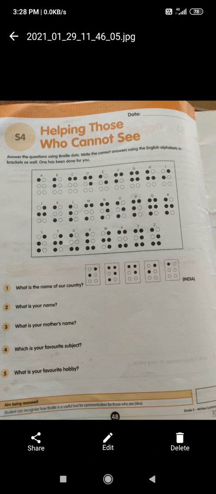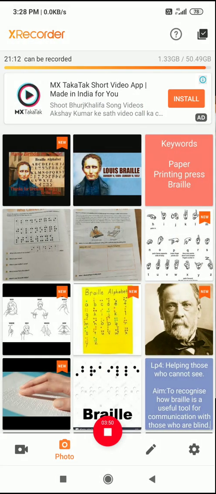Next one, you have to go through your name. What is your name? Example, Sangeeta. So where is the S? You have to search, and in the same way you have to write the full alphabets. Next, go through your mother's name, your favorite subject and your favorite hobby. You do this activity along with your parents, and you have to tell them about the Braille alphabet also, so that they also come to know what Braille language actually is. So finish this activity.